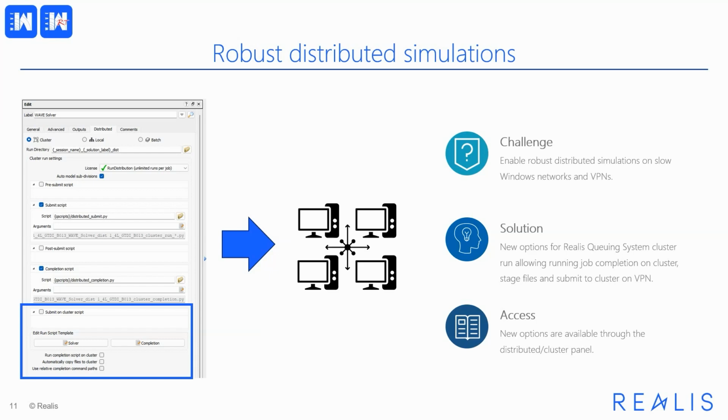Potential slowness of Windows network share is also addressed through the new option allowing automatic copying of files required by the simulation to the local storage of the cluster.